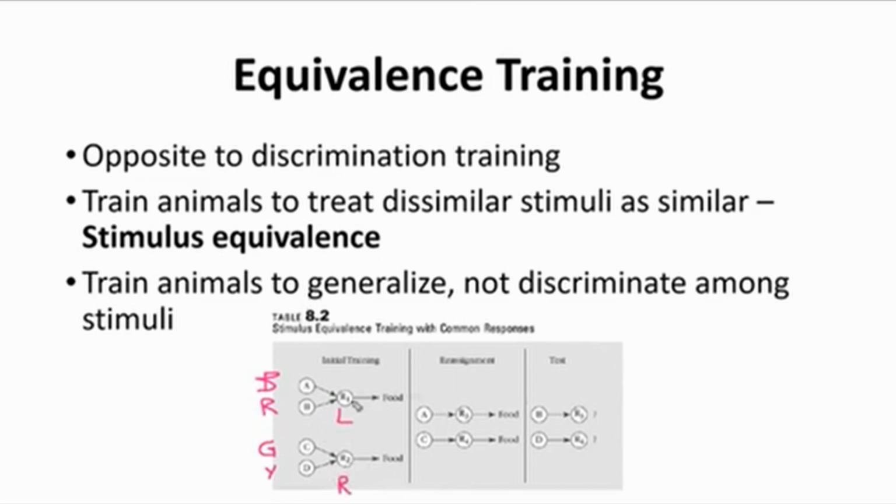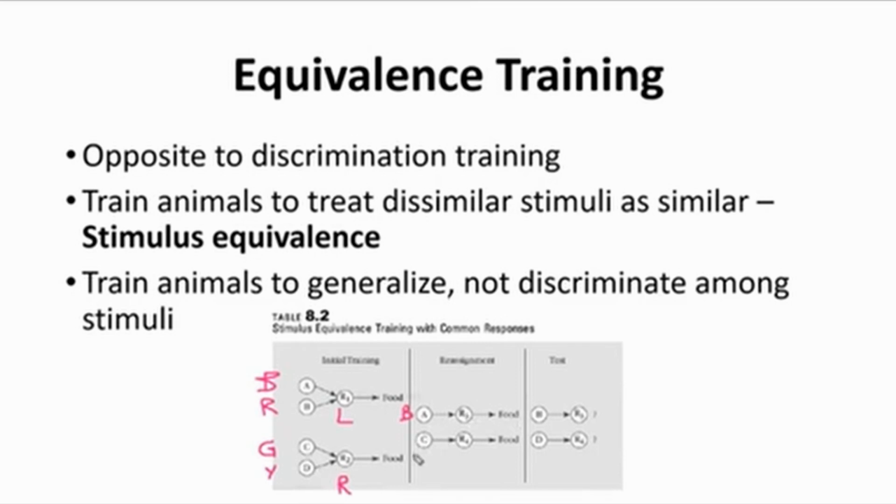By having the same response to blue and red and the same response to green and yellow, we start developing that stimulus equivalence. So we establish that A and B are the same and C and D are the same. We then go through reassignment, where one of those stimuli gets retrained. So now our blue key, A, when that shows up, they have to make response 3. Maybe instead of pecking the left or the right, maybe now they have to pull a lever or something else. And if they pull that lever, then they get food.